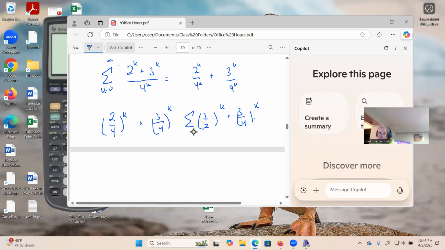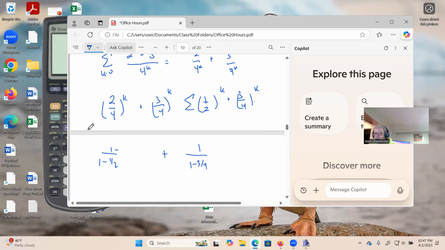So at this point, we're going to say this is 1 divided by, rather... okay, I want to erase. So there we go, back to this. We're going to say 1 over 1 minus 1/2, and that's one convergent sum. And then plus 1 over 1 minus 3/4. That's my other convergent sum.